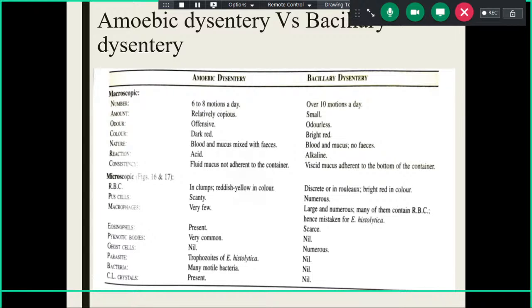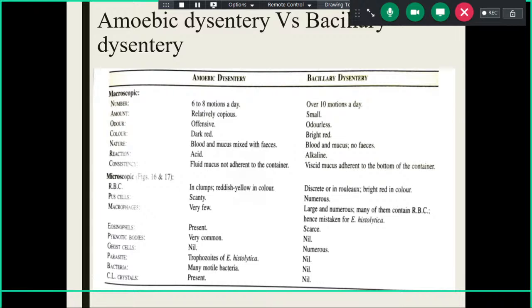So on microscopic examination in amoebic, you will find lumps of RBCs, whereas in bacillary there is discrete rouleaux formation. You know, platelets and RBCs tend to form rouleaux, so that is seen. Pus cells are scanty in amoebic because amoeba produce proteinases which digest neutrophils, whereas in bacillary dysentery they are numerous. Macrophages are very few in amoebic, whereas in bacillary they are large and numerous. Okay, eosinophils are present in amoebic, whereas very scarce in bacillary.